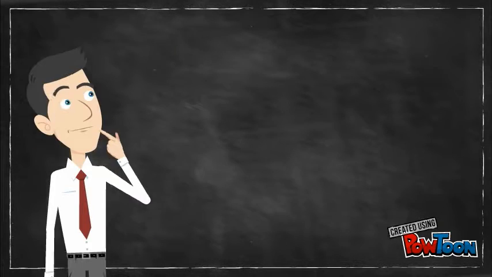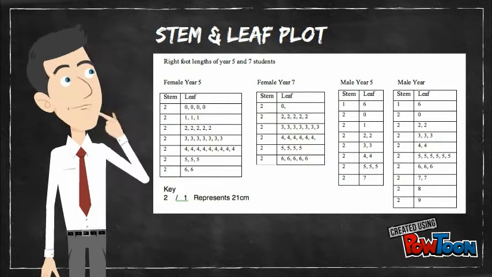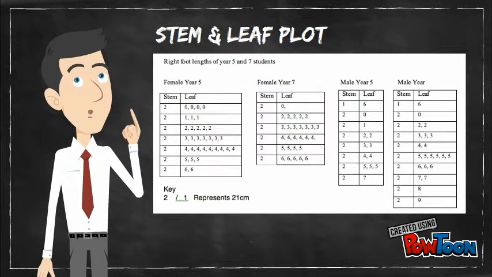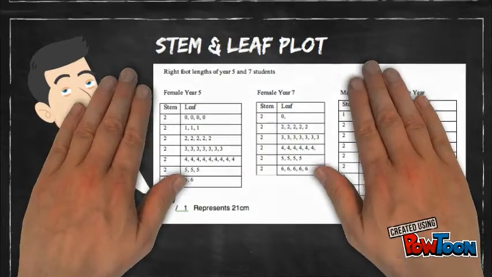The next step was to create stem and leaf plots. Stem and leaf plots are excellent ways to display continuous data while retaining the original values of this data. They also allow the viewer to quickly discover the mode and range of the data.